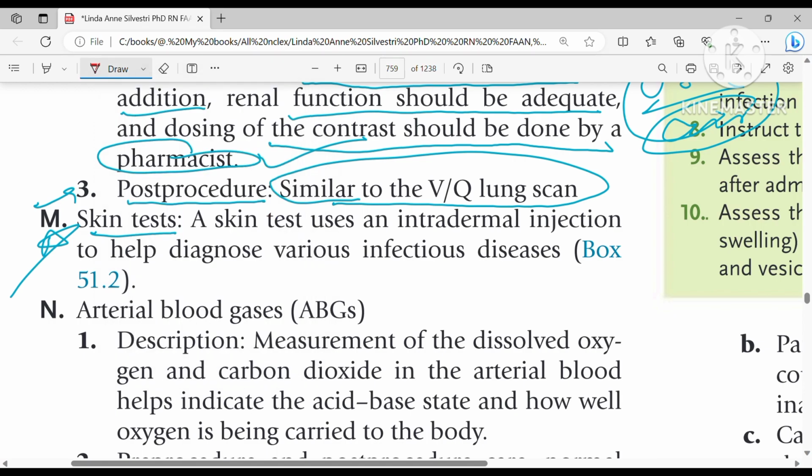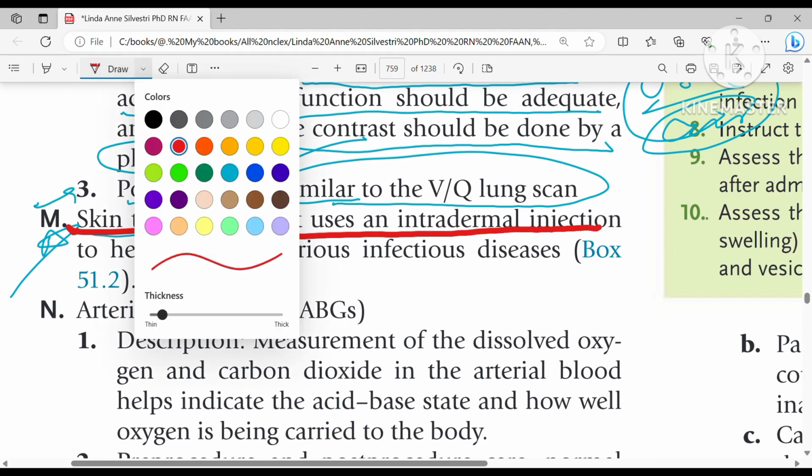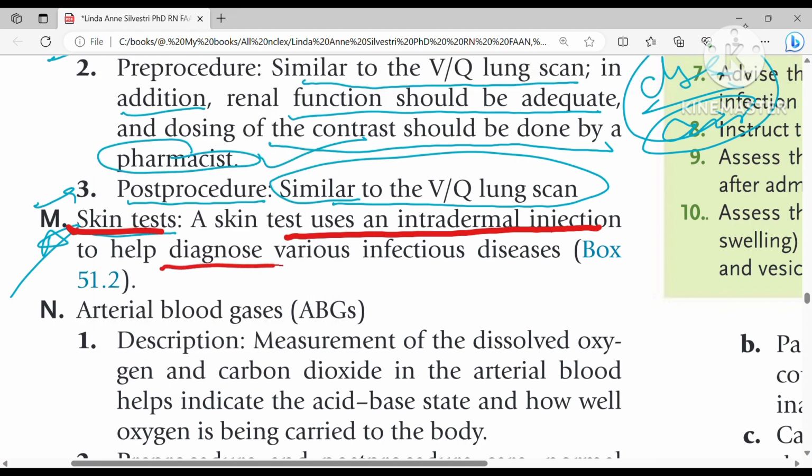So these are the tests. Skin test uses intradermal injection. So we use intradermal injection to help diagnose various infectious diseases. Like for TB, we do the tuberculin test.